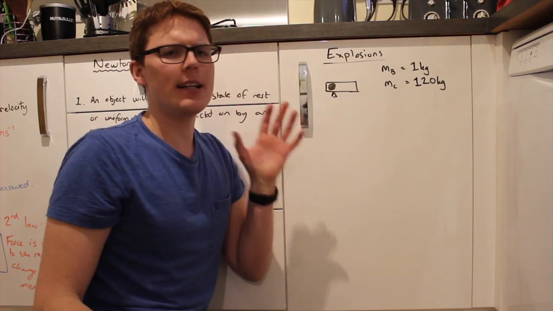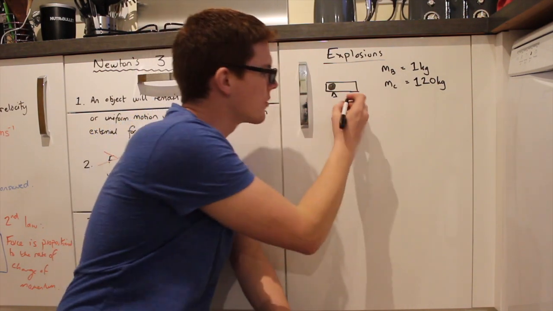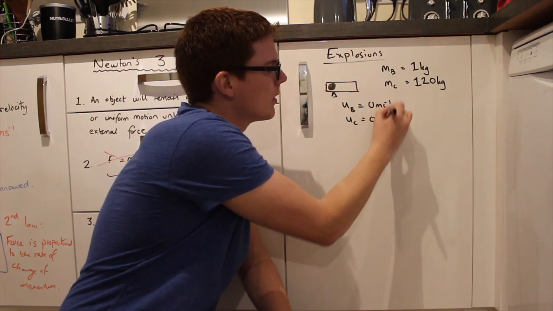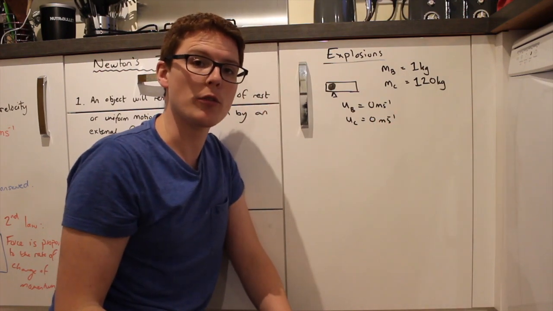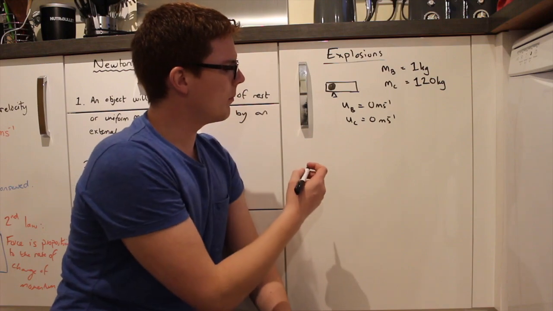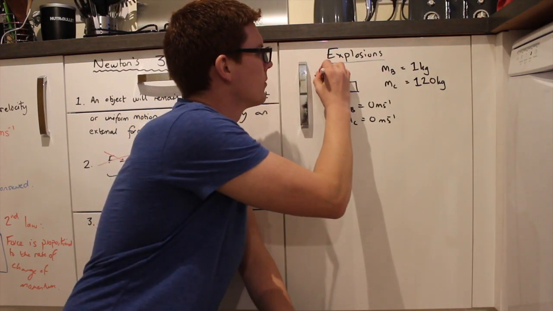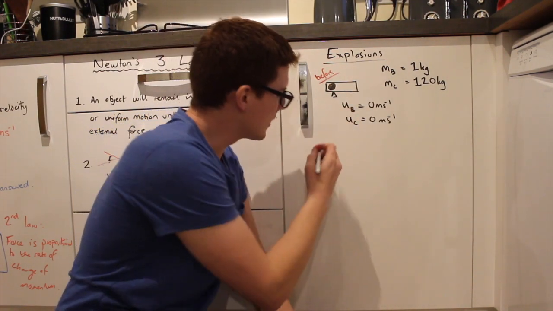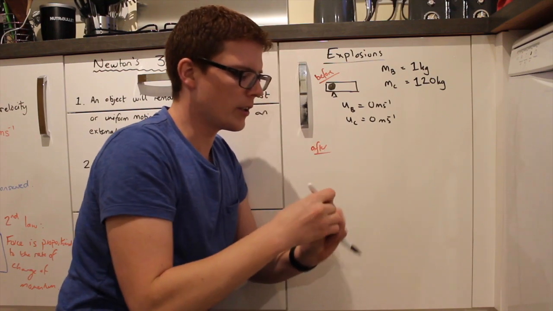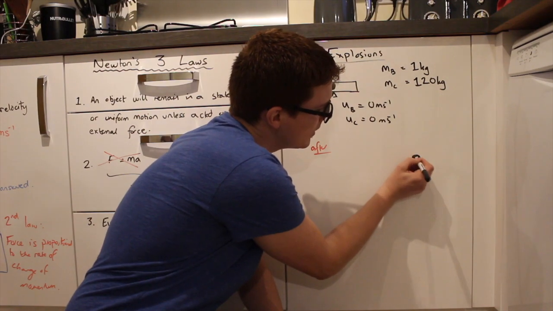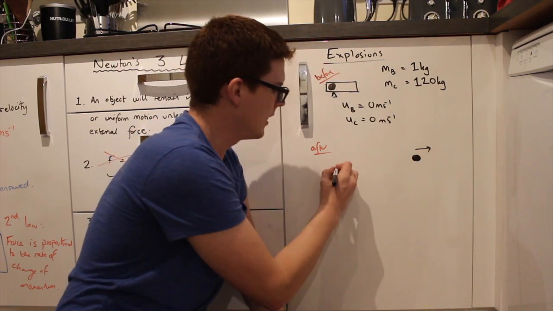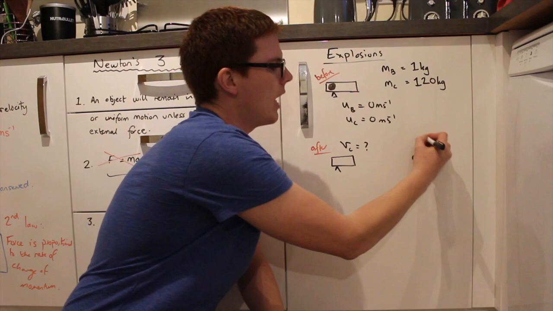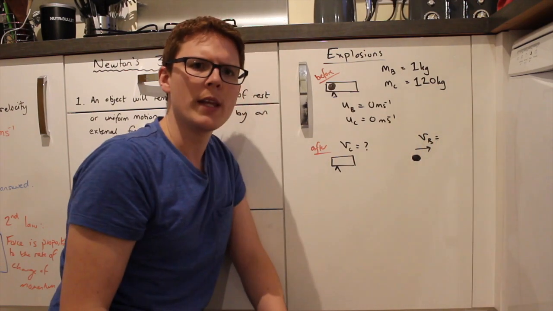Now, in an explosion, we assume that both objects are stationary to start off with, so the initial speed of the ball and the initial speed of the cannon are both 0. That tells us that the momentum of the whole system beforehand is 0. So that's the before scenario. Now, the after scenario: we're going to say that this cannonball has been launched and it's moving in that direction to the right, and we want to find out the final velocity of the cannon, and we'll say that the final velocity of the cannonball is something really, really quick.